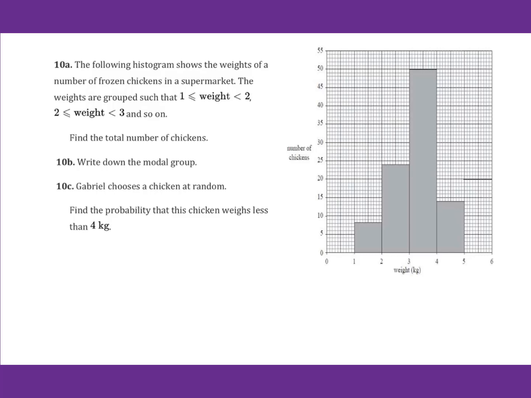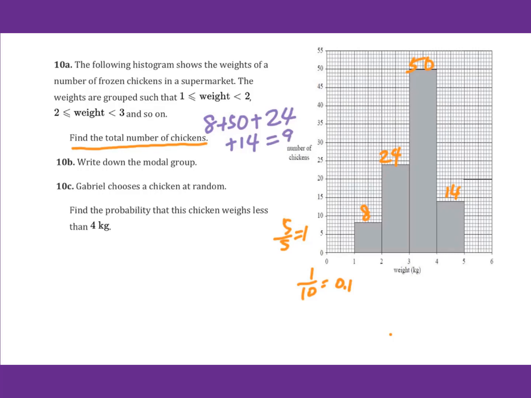This is a histogram that shows the weight of a number of frozen chickens. So we need to find the total number of chickens. We will write down the frequency first. Before we do that, remember we need the scale for the x-axis and the y-axis. This will be 0.1 because 1 divided by 10. This will be 5 divided by 5 equals 1. So this is 8, 24, 50. That is 14. We add all this together: 8 plus 50 plus 24 plus 14. You will get 96.